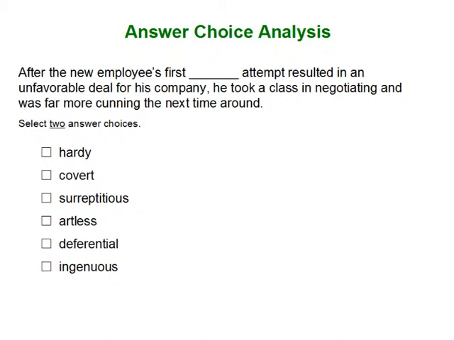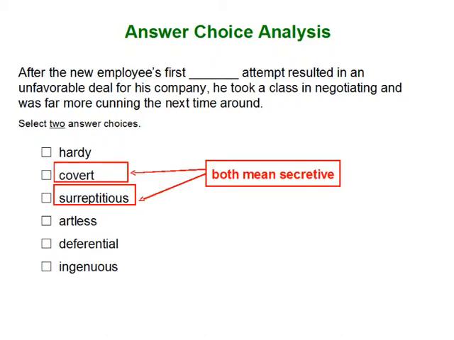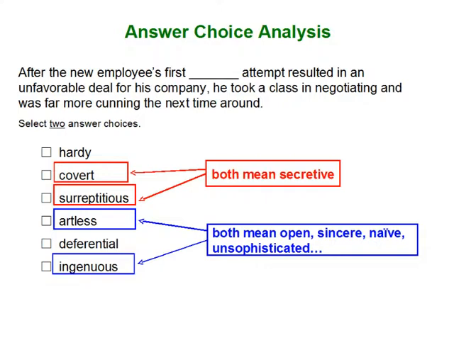In terms of looking at the answer choices, we can notice right off the bat that covert and surreptitious are both synonyms, and they are synonyms for secretive. So while these two are synonyms, they are not the synonyms that we want, so we can eliminate both of them. The only other pair here is artless and ingenuous. And this is a very difficult problem, I think, because of the obscure nature of artless and ingenuous, both of which kind of mean naive or unsophisticated, which is actually exactly what we want in this example.